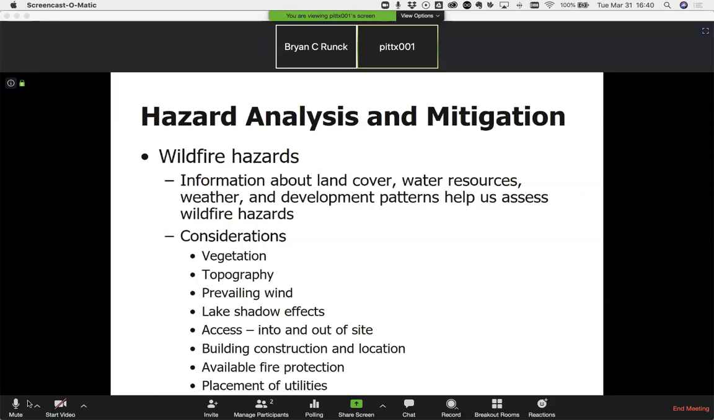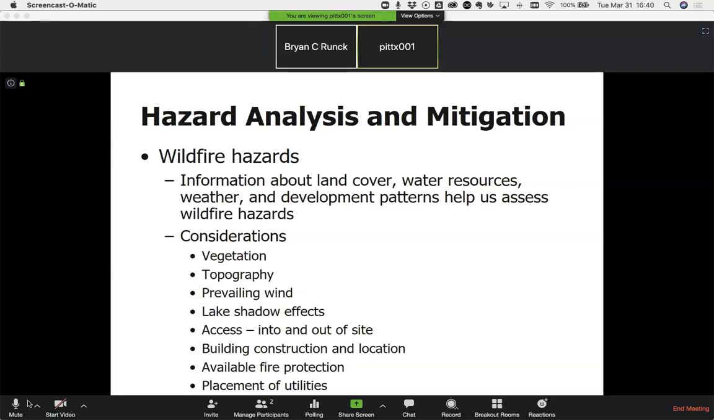Finally, I want to talk about wildfire hazards. Information about land cover, water resources, weather, and development patterns help us assess wildfire hazards. Things that need to be considered, you can see, are posted here: vegetation, topography, what's the prevailing wind effect, what is the effect of large bodies of water on creating lake shadow effects, what kind of access exists into and out of the site, what kind of available fire protection exists, placement of utilities, proximity to managed natural areas and vegetation.